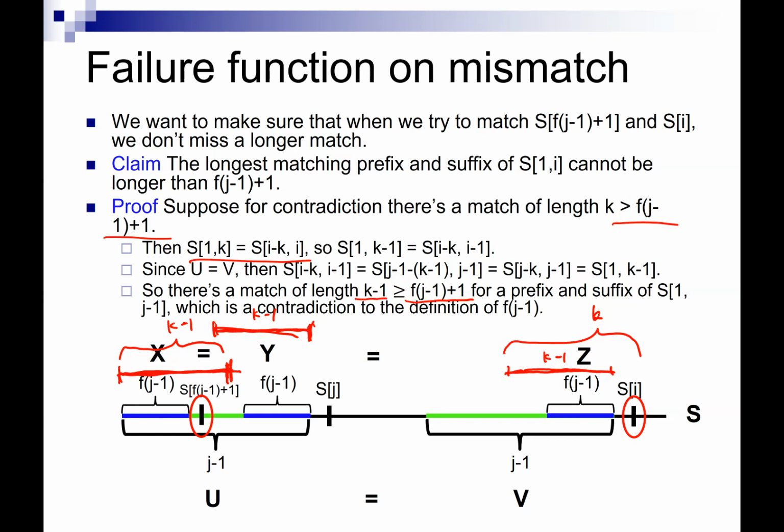But now this is a contradiction, because what we know is that the longest matching prefix and suffix of these first j minus 1 letters is only length f of j minus 1. And here the claim is that we can find a match of length f of j minus 1 plus 1. So that's a contradiction, and so that shows this claim.